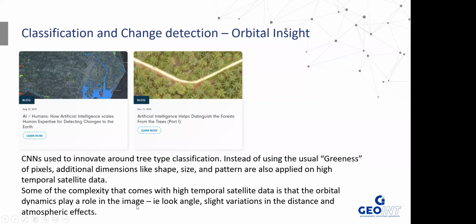Now, some of the complexities that come with high temporal satellite data is that the orbital dynamics start playing a role in the image. So the look angle is not always the same, because the satellite might be coming from slightly different angles. You've got slight variations in the distance and atmospheric effects. So it really becomes quite a challenging problem to develop algorithms that can consistently identify and classify the tree types. And this is where the robustness of deep learning, for example, has proven to be very useful.